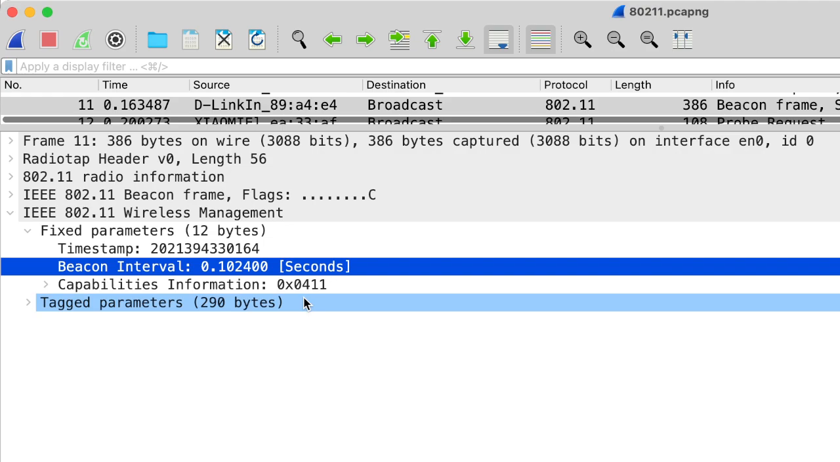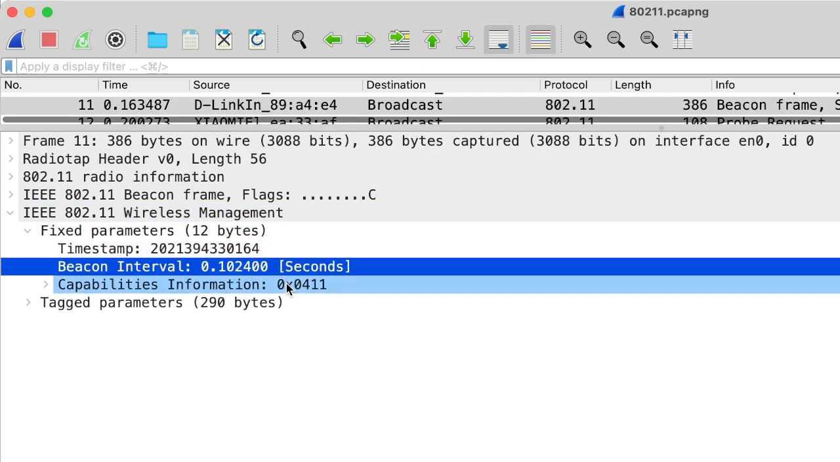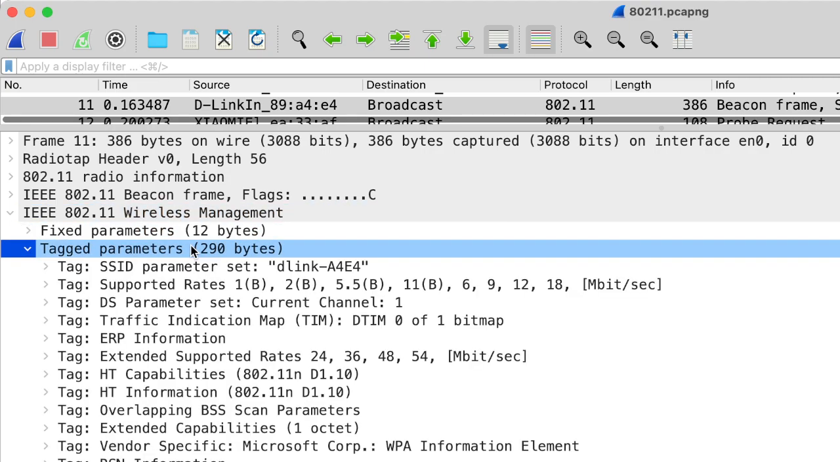So the beacon will be sent to the channel every 0.1 second, something like that. So if you are a new arriving host in the BSS, you simply stay at the channel for a while, and you can listen. You can hear this beacon frame.